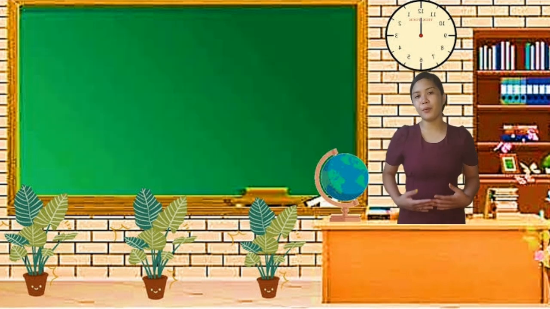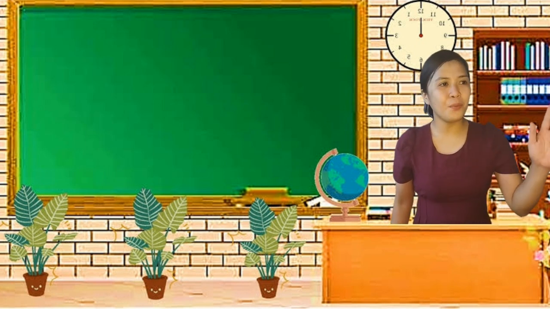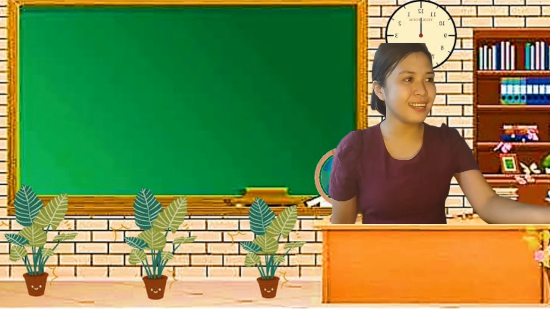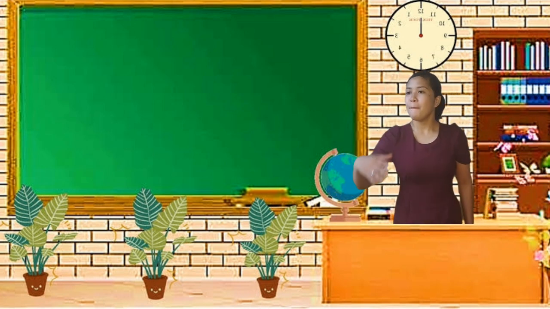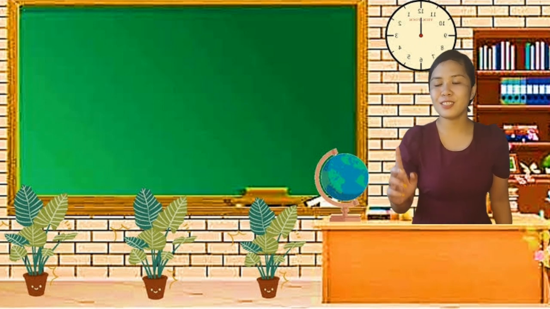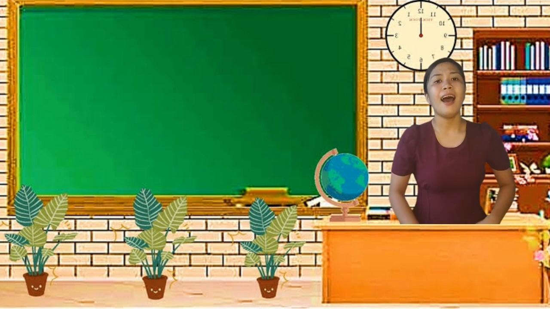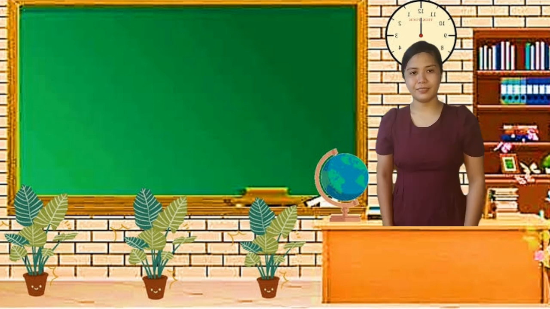Okay, before we start our new lesson, let's have first a review. What was our lesson yesterday? Anyone in the class? Daisy: a nail bed. What else? Lunola: matrix. What else? A nail structure. Okay, very good. I am glad that you still remember our lesson yesterday.